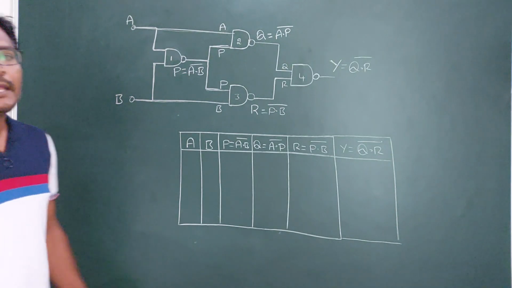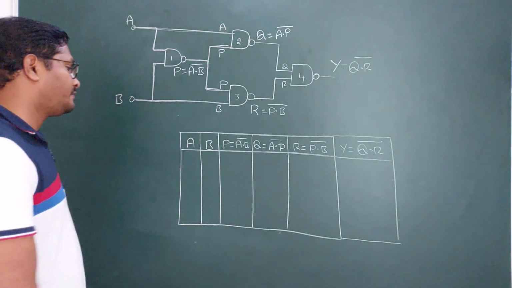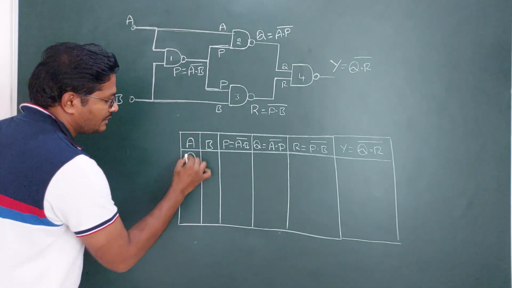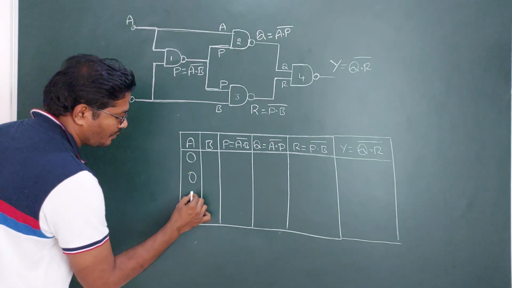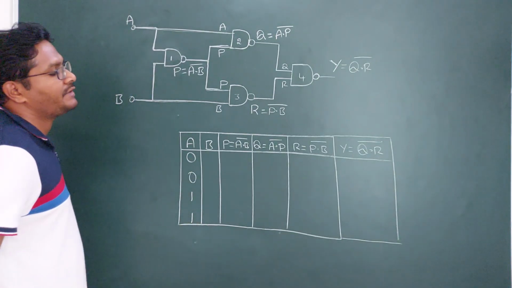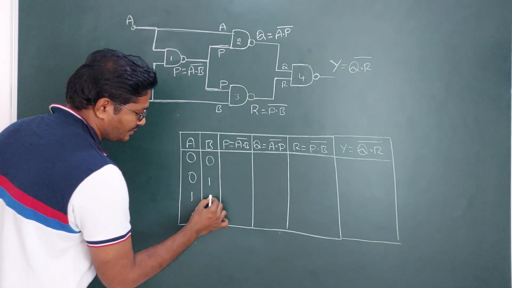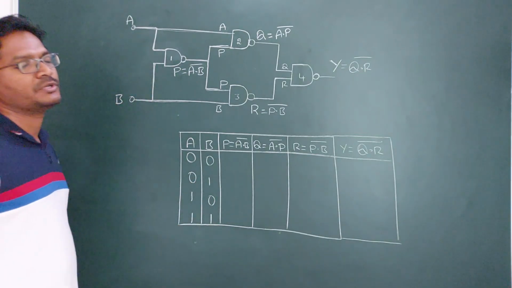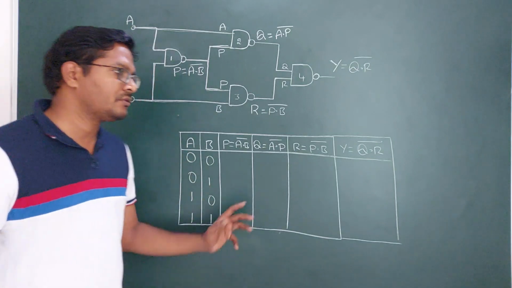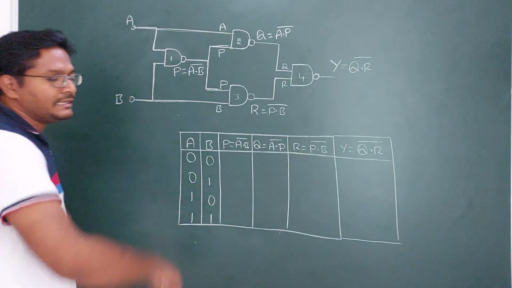First take the input signals as 0, 0, 1, 1. This is how you always need to take them. So input A is 0, 0, 1, 1, and input B you need to take as 0, 1, 0, 1. This is how you write the truth table, taking the input signals in this way.